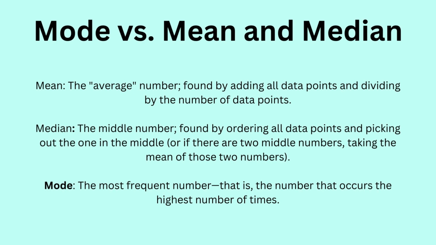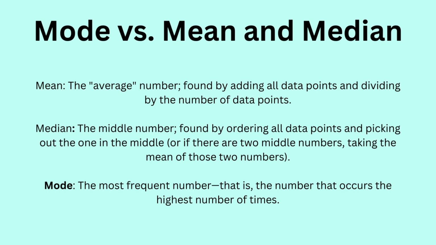Mode versus mean and median. How does the mode compare to the mean and median? While the mean is the average and the median is the middle value, the mode is the most frequent value. Each measure provides different insights, and understanding all three can give a comprehensive view of your data.